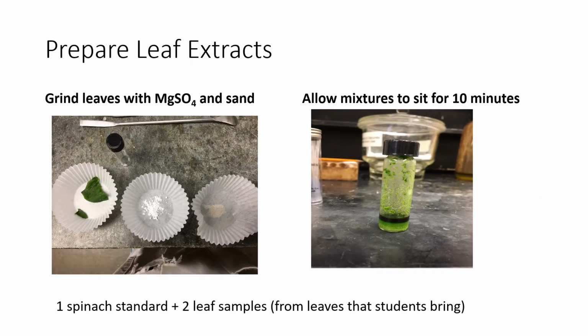To prepare your leaves, you need to weigh out some magnesium sulfate and some sand in the paper weighing cup, and transfer your leaf with them into a glass vial and add some acetone to it and grind everything with a glass stirring rod. After grinding, you'll let the mixture sit for about 10 minutes. You would do the same thing for one spinach standard and two different leaf samples.